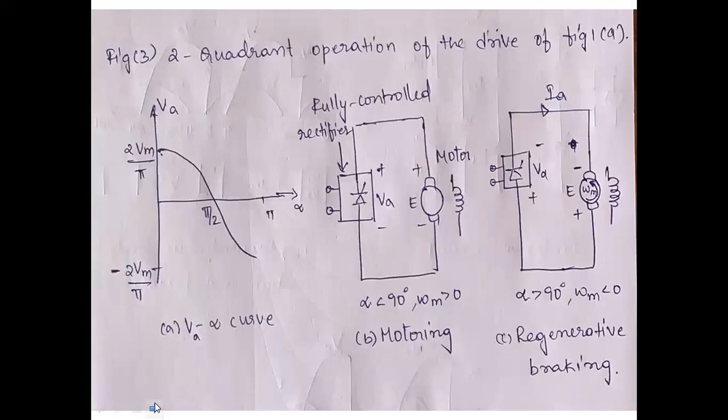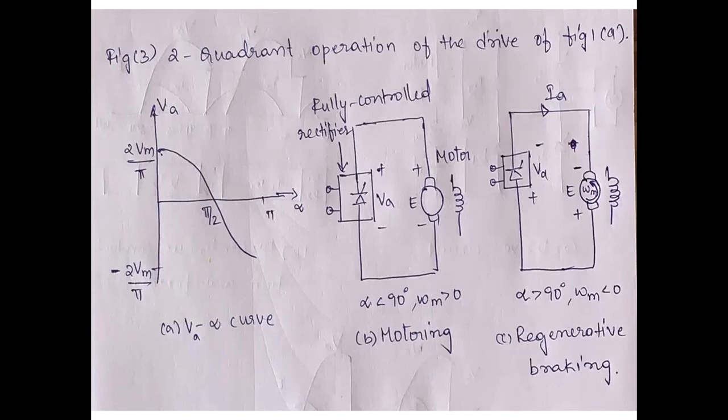First quadrant operation: here omega m is positive, that is, speed is positive, and the firing angle alpha is less than pi by 2. In the first mode of operation, alpha is less than or equal to pi by 2, 90 degrees, and speed is positive. IA is also positive. So the rectifier delivers power and the motor consumes it. This is called forward motoring.